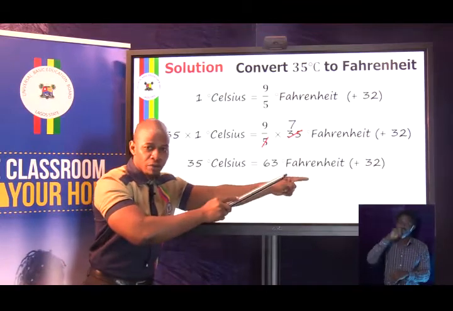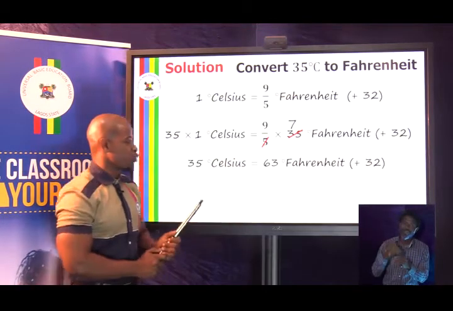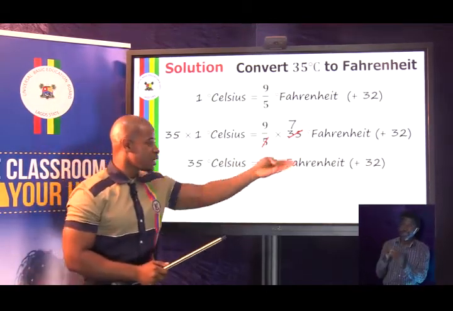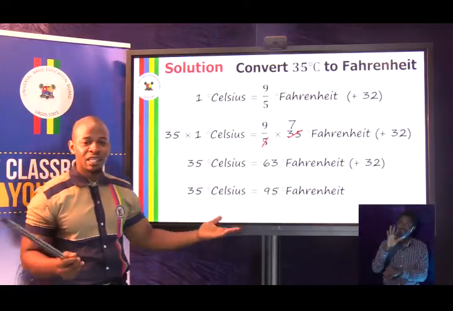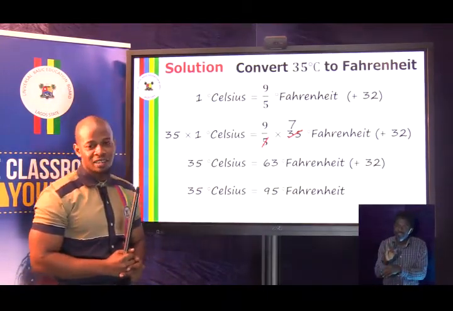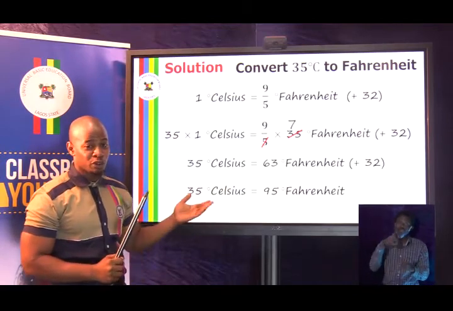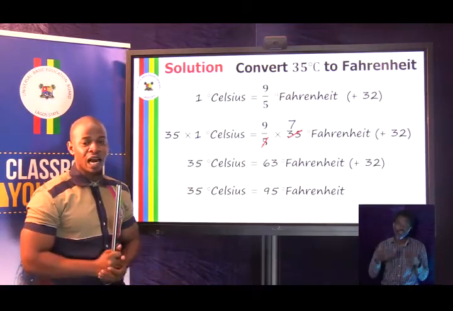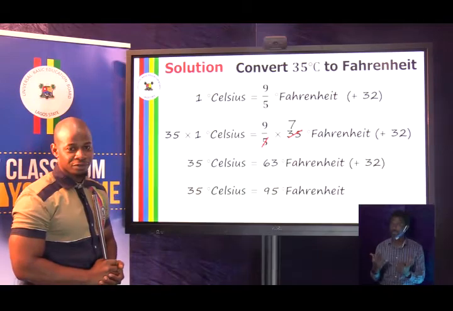We must not ever forget to add 32. And so adding 63 to 32, what do we get? We get 95 degrees Fahrenheit. I believe this is what you got, my friend, because this one is quite easy. And for that, I will give you a chair.